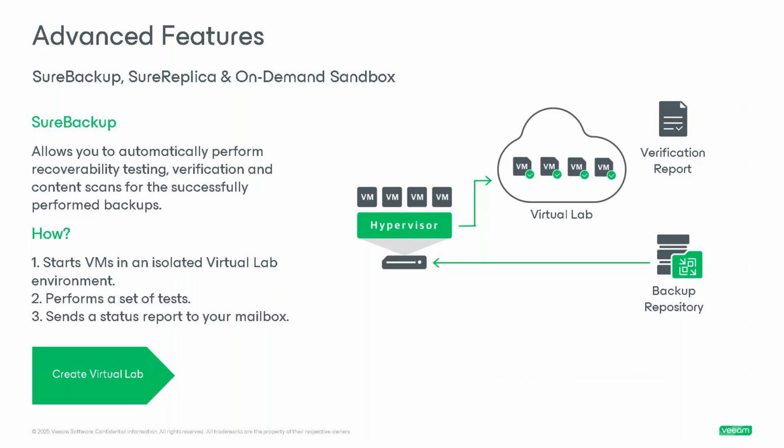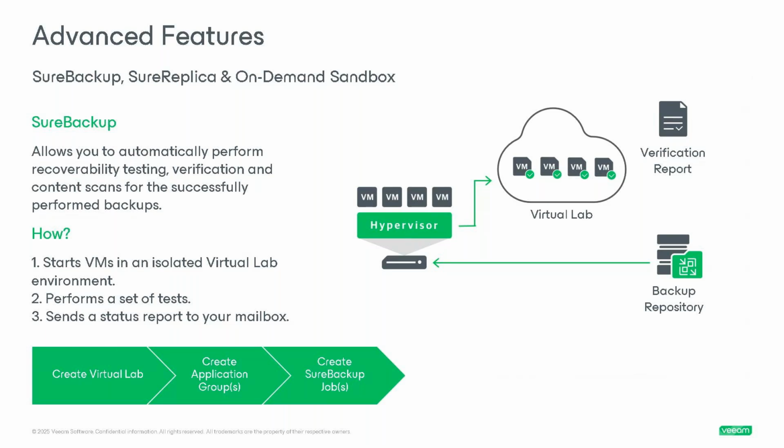To reiterate, the initial step would be to create or deploy the virtual lab and configure it depending on what you want to test. That would determine how in-depth the process is. Next, create the application groups, which are prerequisite applications or servers that you'd want to boot before what you're actually wanting to test with the Sure Backup job. Then create the Sure Backup job, which links an existing backup job, and those backup files would then be tested using that process.